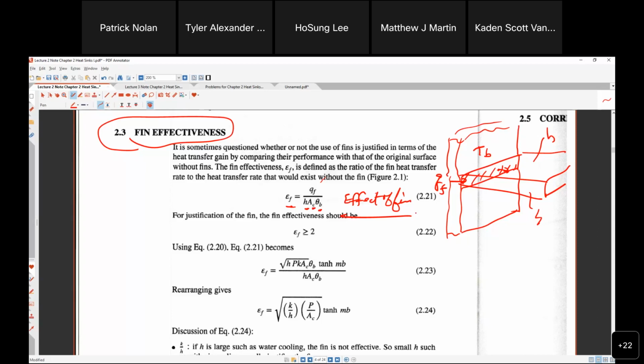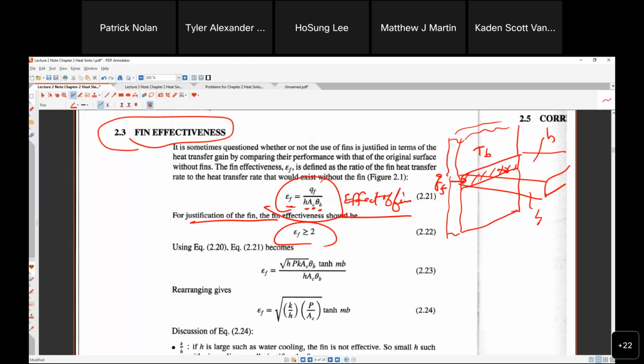If we have a fin, how many times more effective? So higher the better. In order to justify, they say at least greater than 2. Less than 2, don't use a fin. Not effective. Something like that.